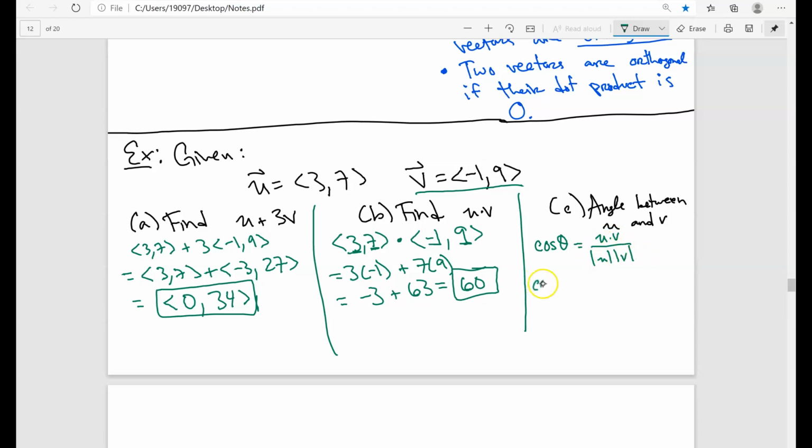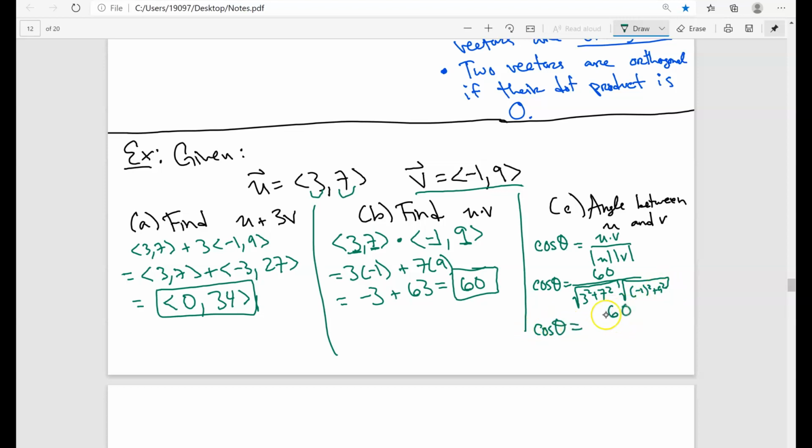So cosine of theta is equal to u dot v. So u dot v in this case is going to be 60 because we just figured that out, divided by the magnitude of u. So remember that the magnitude of u is just the square root of 3 squared plus 7 squared. And then we're going to multiply it by the magnitude of v, which is going to be negative 1 squared plus 9 squared.